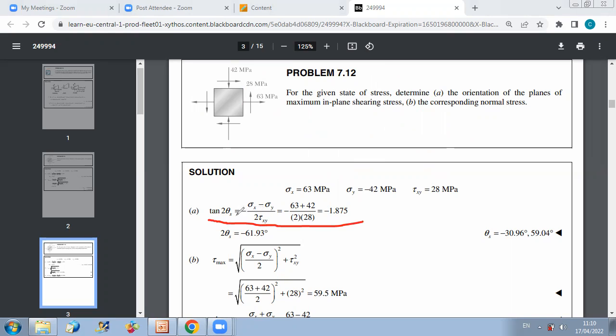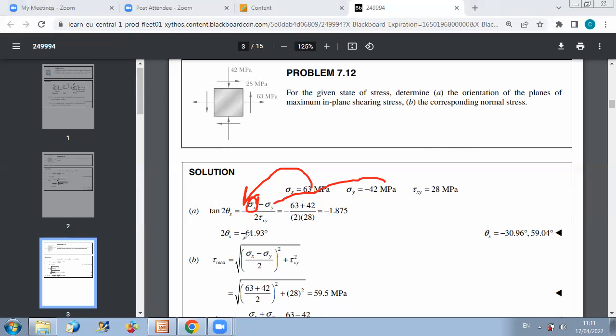This is why I should solve for theta s, which is the angle corresponding to maximum shear stress. From the developed course material, we have tan of 2 theta s equals minus (sigma x minus sigma y) over 2 tau xy. Keep in mind, these are algebraic values. So now when you plug in, sigma x is plus 63, but sigma y is minus 42. This is why minus minus will give you plus. So tan 2 theta s is minus (63 plus 42) over 2 times 28, and you will get your angle.